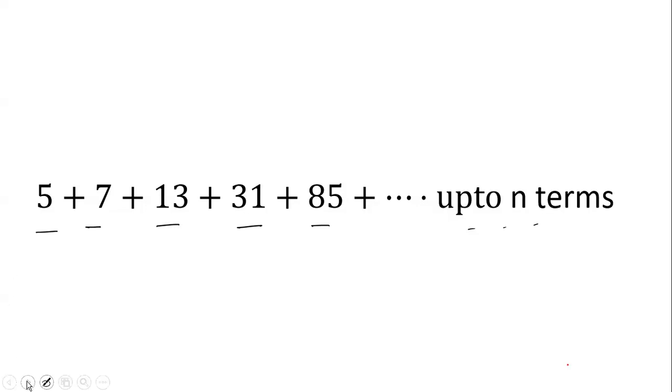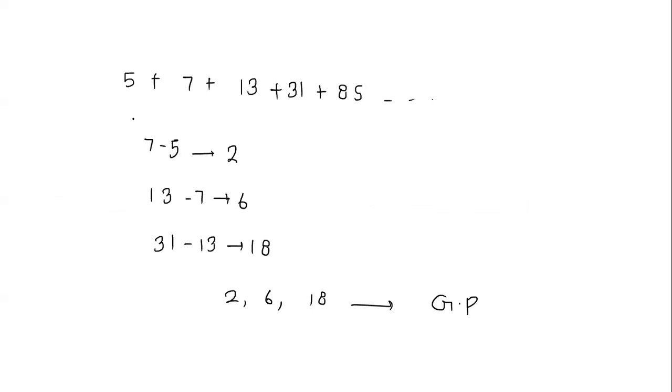So let's see how we can solve this. We have this series and we have to find the sum of its n terms. So what is the general form of the summation given n terms? Let's see how we can do that.